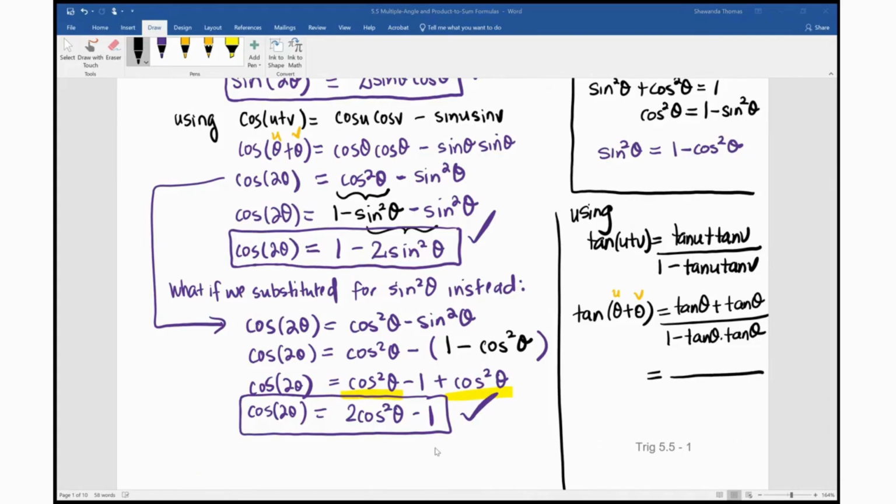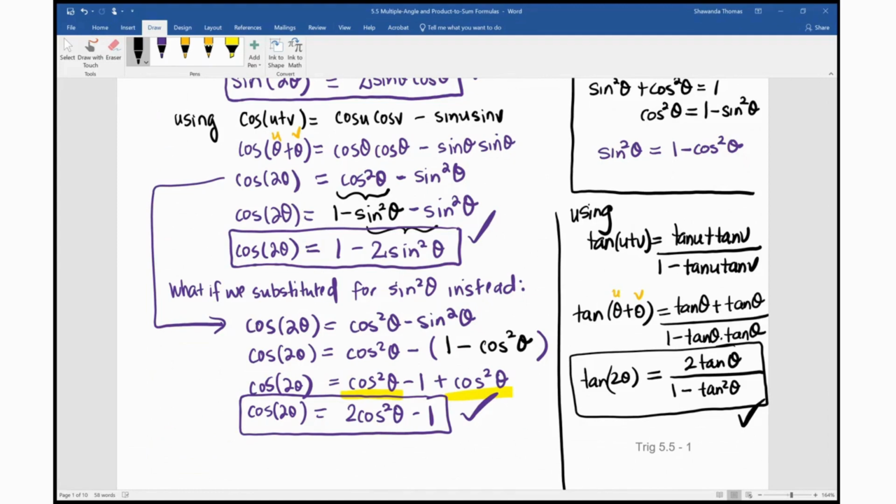2 tan theta. Then at the bottom we have 1 minus tan theta times tan theta. What is tan theta times another tan theta? Tan squared theta. All right. So we just proved that tan of 2 theta equals 2 tan theta over 1 minus tan squared theta. So that's another double angle identity.